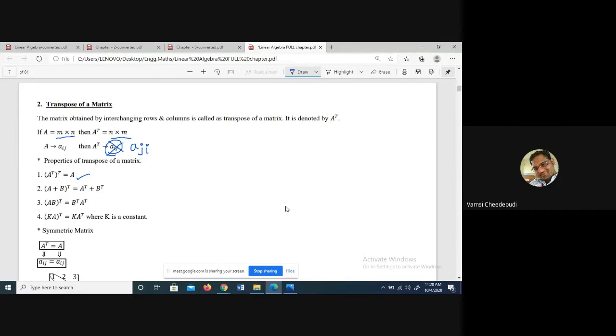A plus B whole transpose is equal to A transpose plus B transpose. And A into B whole transpose is equal to B transpose into A transpose. And K into A whole transpose is equal to K into A transpose.